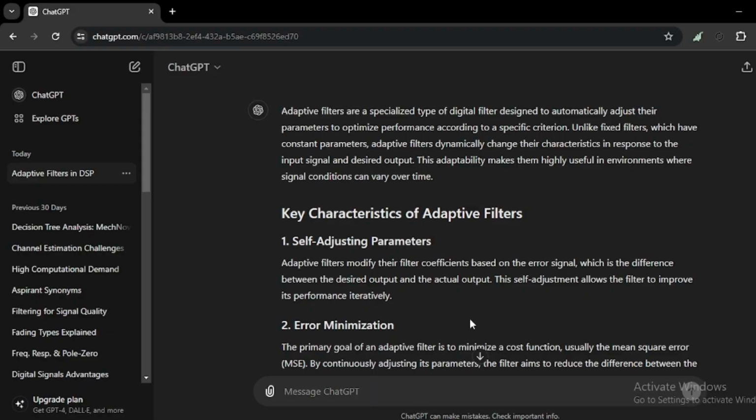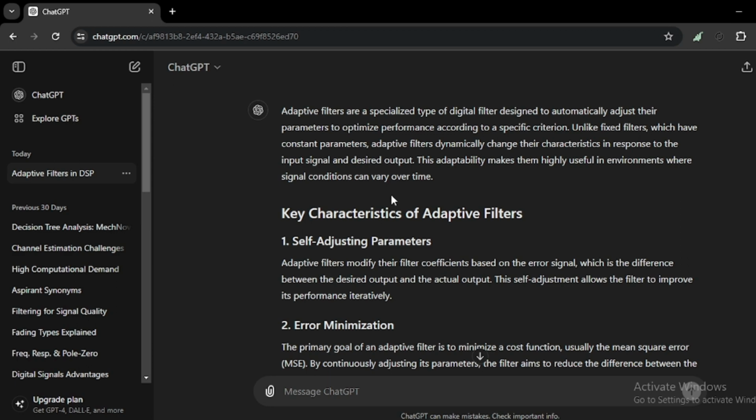Basically, what is an adaptive filter? Adaptive filters are a specialized type of digital filter designed to automatically adjust their parameters to optimize performance according to a specific criterion. Unlike fixed filters, which have constant parameters, adaptive filters dynamically change their characteristics in response to the input signal and desired output signal. This adaptivity makes them highly useful in environments where signal conditions vary over time.